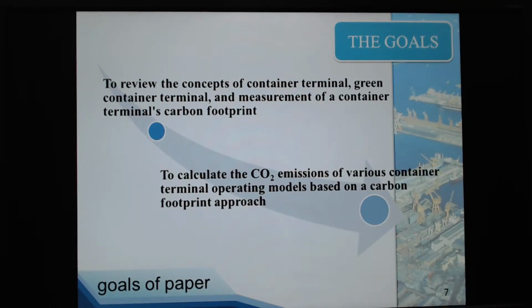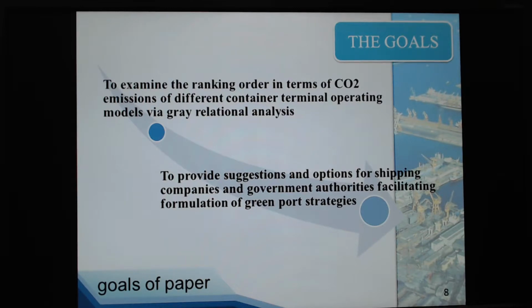Okay, these are our goals. Our mission is to review what a container terminal is, what a green container terminal is, and so on, to calculate the CO2 emission of different terminal operating models based on the carbon footprint approach, and to examine the rank order of the CO2 emission of the different types of operating model. We use GRA, and finally provide suggestions for shipping companies, terminal operators, or government authorities to formulate their green port strategy.